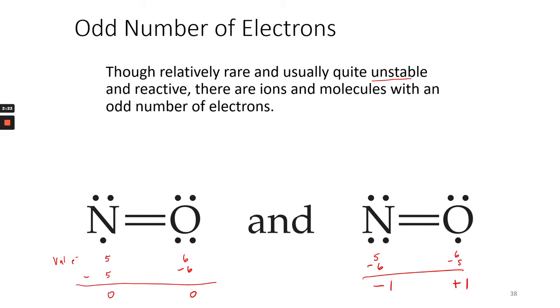Now, what I didn't say in the last video is your formal charges have to add up to whatever charge is on your molecule. So in this case, they both add up to 0 because there is no charge. But remember from our last video, the structure that gives you a formal charge closest to 0 is the more preferred one, and that would be this one.